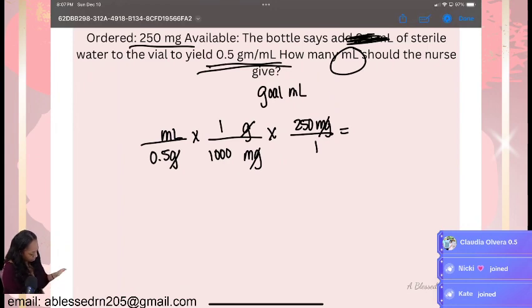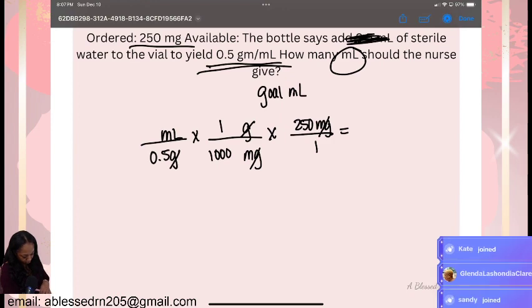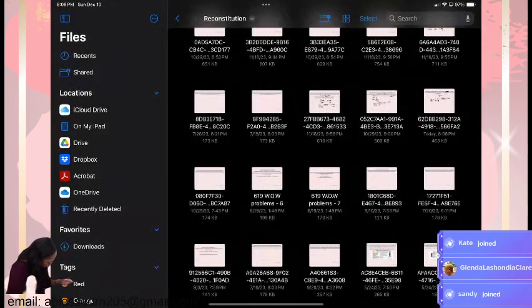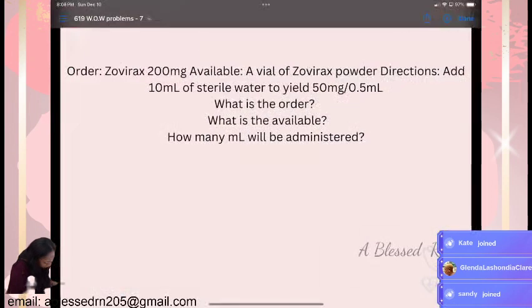So now we can do our calculator trick. 250 divided by 0.5. Alrighty, and so you get 0.5 mLs. Easy enough. What does this say?